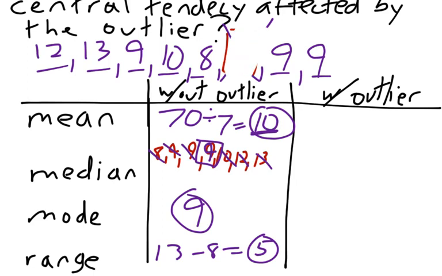Now I'm going to include the outlier, so that 31 is going to be thrown back into the mix. And now I don't have 7 numbers. Be careful, this is where people make mistakes. I have 8 numbers. So if I add those up, I already had 70 when I added up the 7. So if I add the 31, 70 plus 31 gives me 101. So I just do 101 divided by 8 numbers, since I included the outlier. And 101 divided by 8 gives us about 12.6.